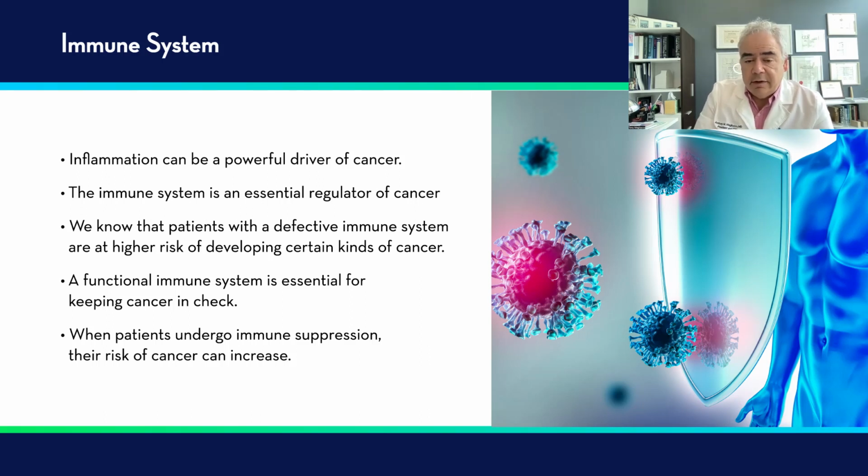Now, we can see that the immune system is an important regulator of cancer. And we know that patients who have a defective immune system, for example, patients who may have HIV or AIDS, are at much higher risk of developing certain kinds of cancer. We know that individuals with HIV and AIDS may have an increased risk of lymphoma and also certain types of cancer such as Kaposi's sarcoma. A functional immune system is really quite important for keeping cancer in check. Now, also patients who are under immune suppression, for example, if they have received an organ transplant, a kidney transplant or other organ, when they're undergoing immune suppression, their risk of cancer may also be increased. Immune suppression, again, is an important risk factor for subsequent development of cancer.